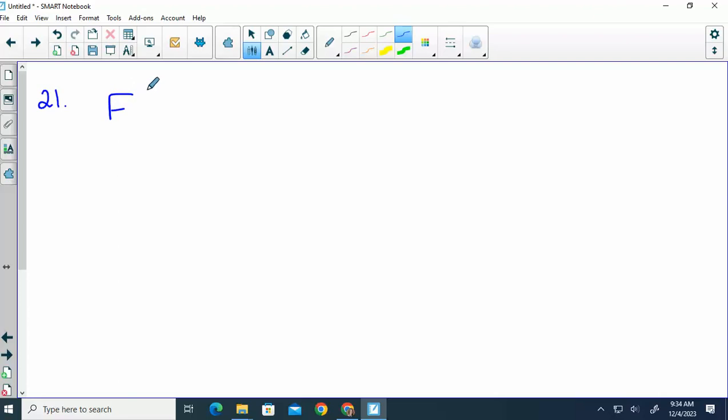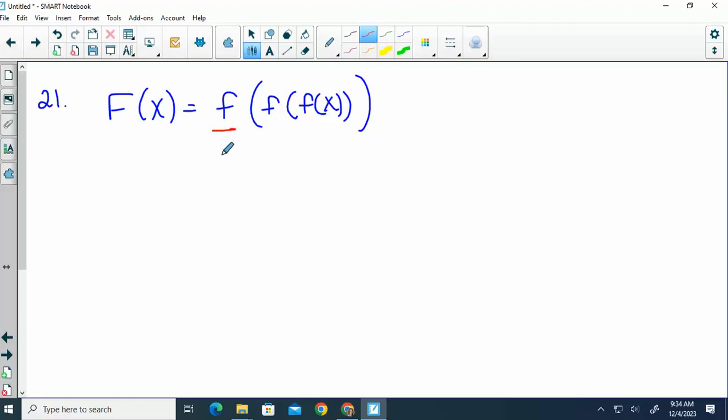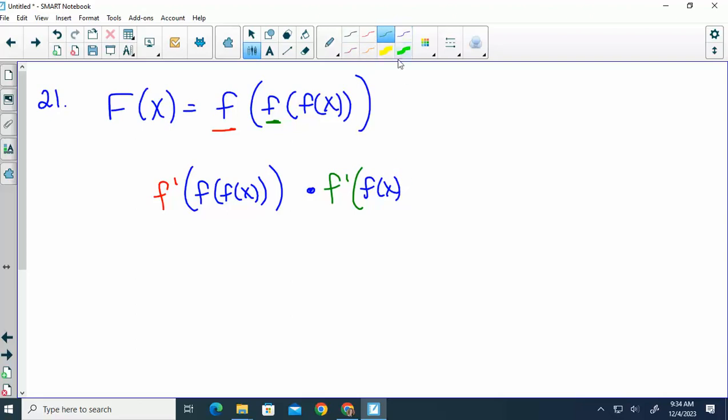So our function, we start on the outside. Derivative of the outside, all of that inside stuff stays the same, times, then we work our way in, derivative of the inside, so that would be an f prime, the inside stuff stays the same, times, working our way in, derivative of the inside.